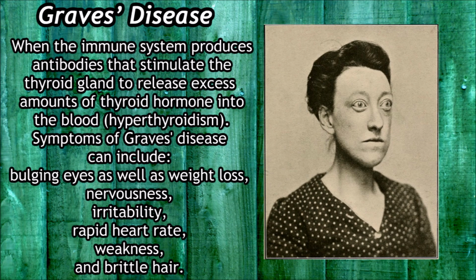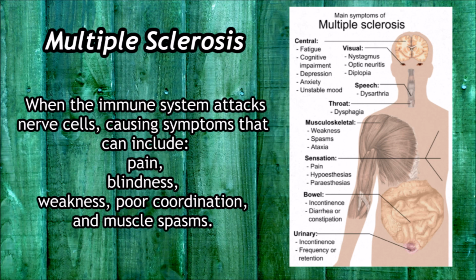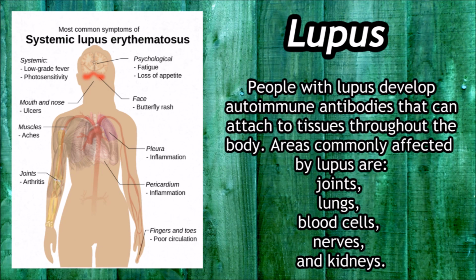weakness, and brittle hair. Multiple sclerosis, when the immune system attacks nerve cells causing symptoms that can include pain, blindness, weakness, poor coordination, and muscle spasms. Lupus. People with lupus develop autoimmune antibodies that can attach to tissue throughout the body. Areas commonly affected by lupus are joints, lungs, blood cells, nerves, and kidneys.